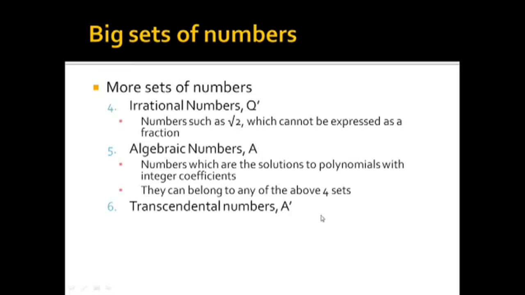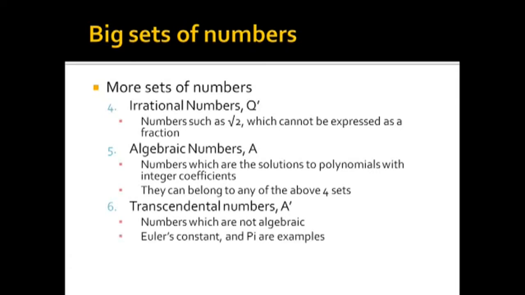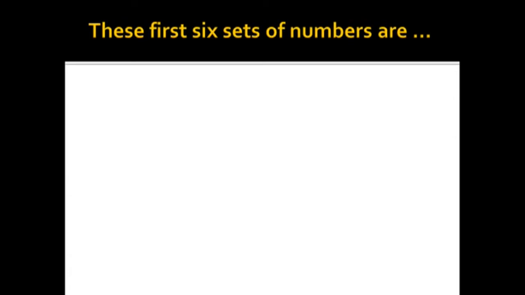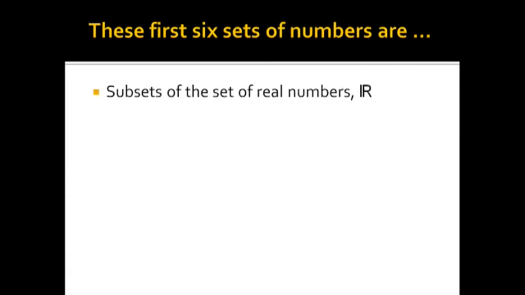So transcendental numbers are numbers which are not solutions to polynomials with integer coefficients. And very famous examples are Euler's constant, pi, and things like the golden ratio and numbers like that. And apparently there are more of these non-repeating decimal numbers than there are of algebraic numbers. So the first 6 sets of numbers are, for one thing, subsets of the set of real numbers. Okay, and that's symbolized with a stylized sort of R. Sometimes it's written as a cursive R. I found a symbol that sort of mimics what I write on the board, so I went with that.